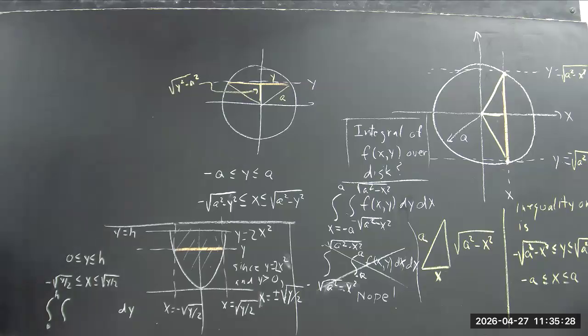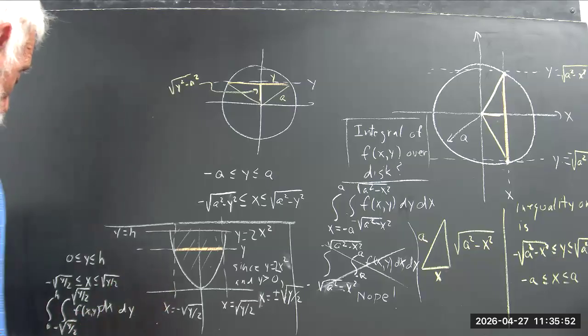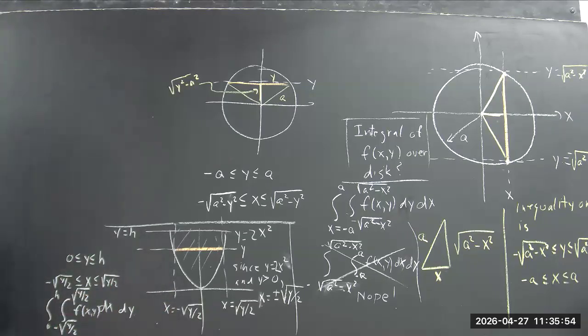Now we're writing down the integral. Y goes from 0 to h. We're going to integrate from 0 to h with respect to y, and from negative square root of y over 2 to the square root of y over 2 with respect to x. Okay, and it's f of xy with respect to x, then with respect to y. You see a pattern here.